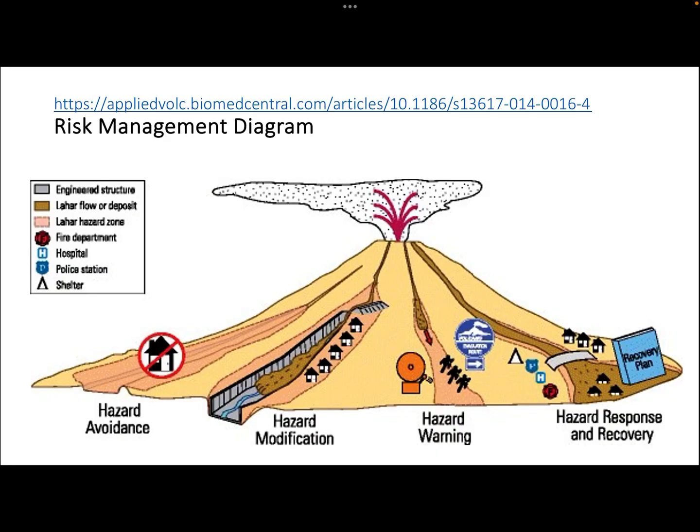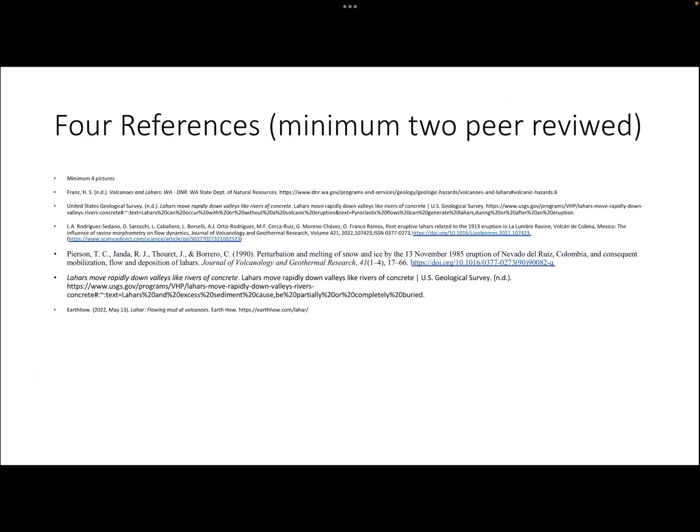This is a diagram of what we just talked about. Avoid putting houses near there. Engineer some kind of basin to direct the lahar a different way. Use warning signals, bells, anything that goes off, any type of warning so people can evacuate. And then obviously, get people to the hospital quickly to lessen the number of casualties.